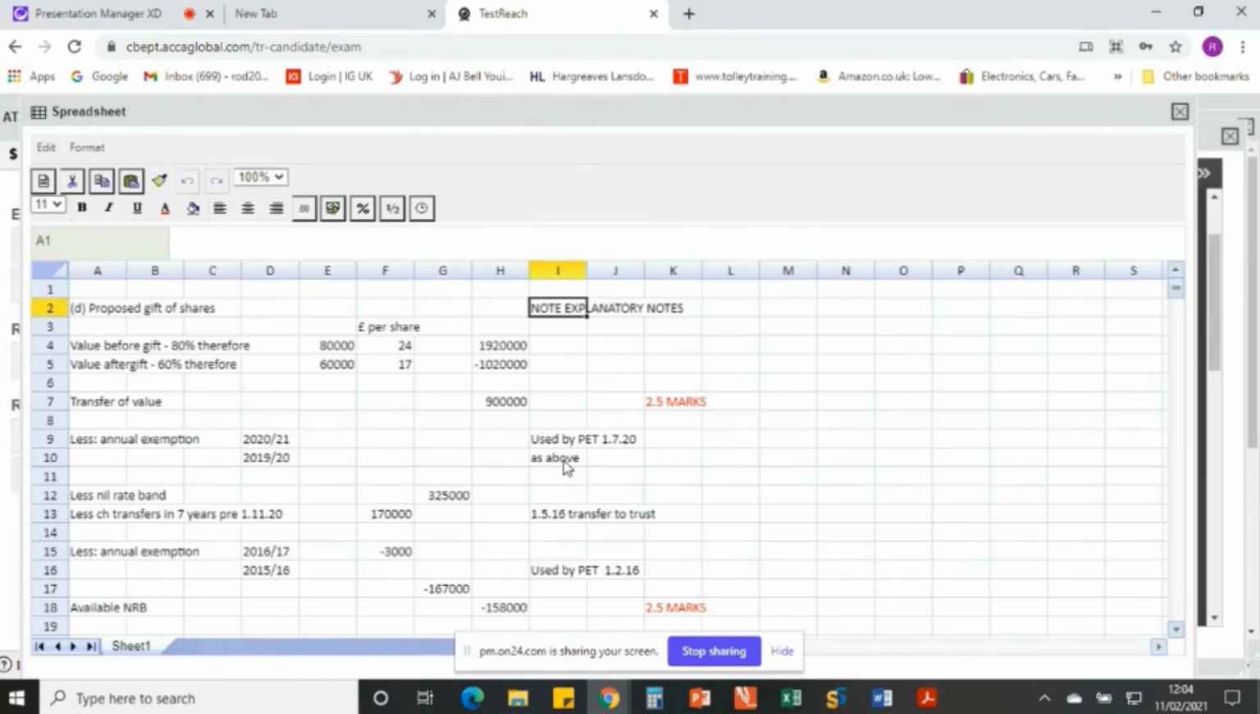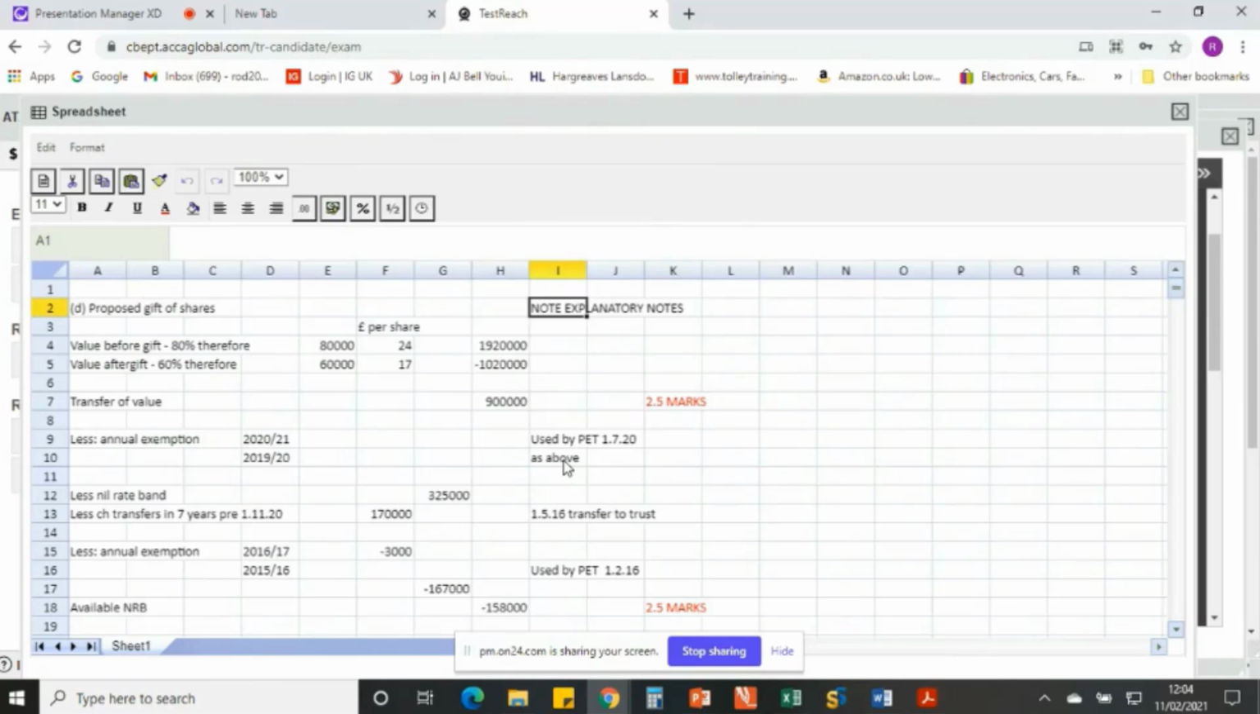And that's the easiest bit of it, to be honest, because the more tricky part, I think, is the previous gifts, the pets, the gift into trust, which ones to ignore, which ones to pick up, how to allocate the annual exemptions. So as a minimum, you'd hope to get those 2.5 marks. And I think most people should be able to get that. Okay, annual exemption for 2019-20 and 2020-21, they were used by the pet on 1 July 2020. So a basic point that was being tested here was, do you know that when somebody makes a pet, even if it never becomes chargeable, it uses up that year's annual exemption and the preceding year's annual exemption if that hadn't already been used up.